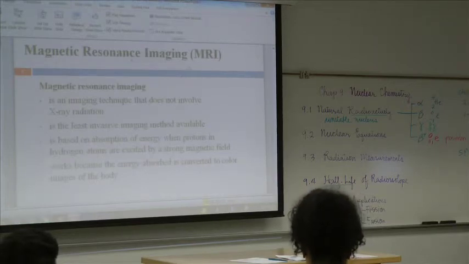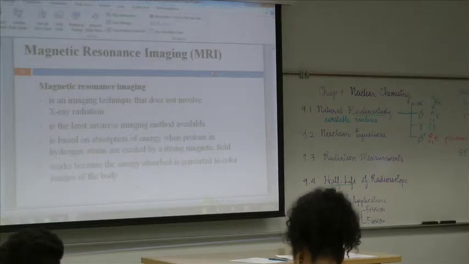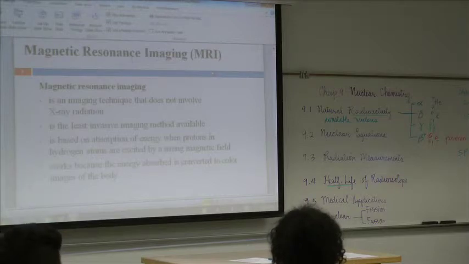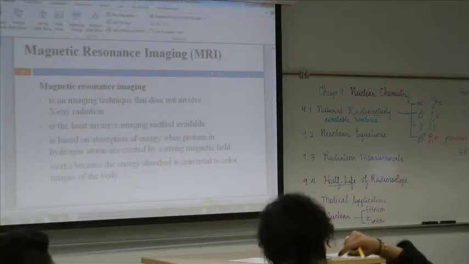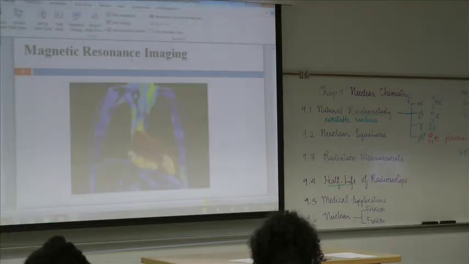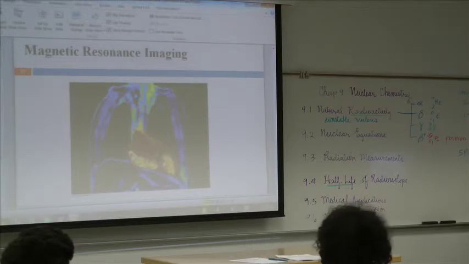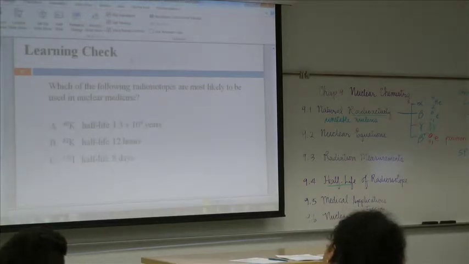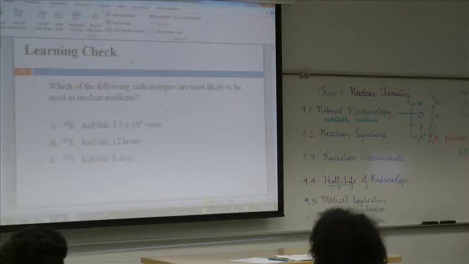And then you put up MRI. We chemists, we call that nuclear magnetic resonance, but because of the nuclear part, this was developed in 1960, and so they changed the word to magnetic resonance imaging. So it's the least invasive imaging. It works because the energy absorbed is converted into colors in the body. And so here's an MRI scan.